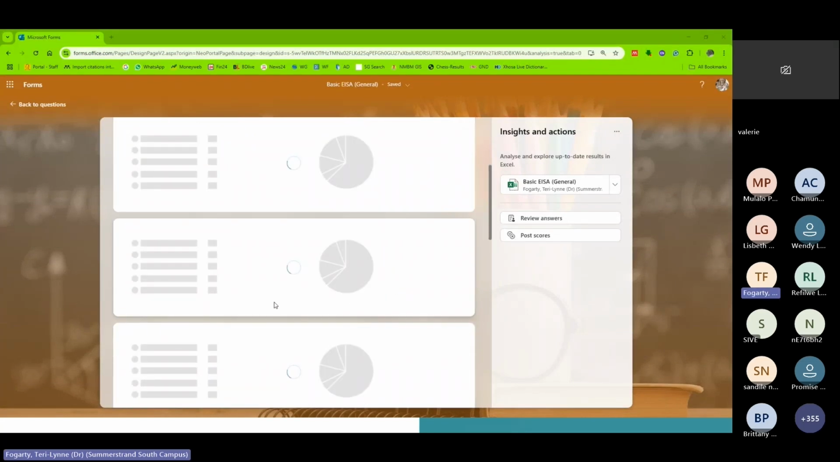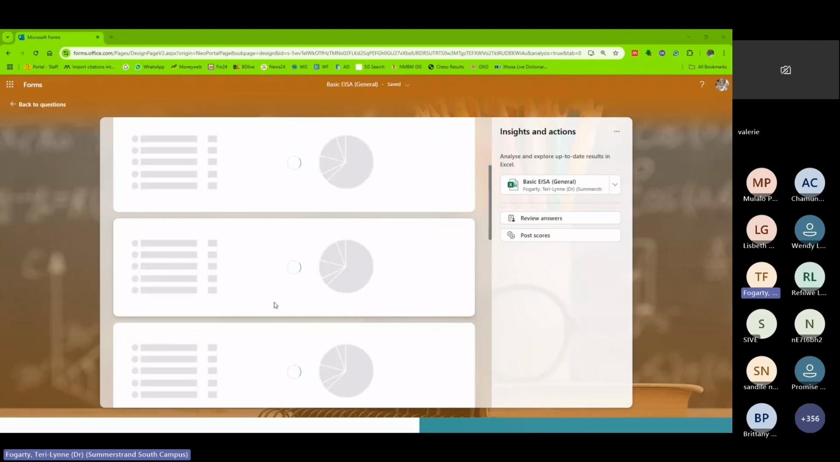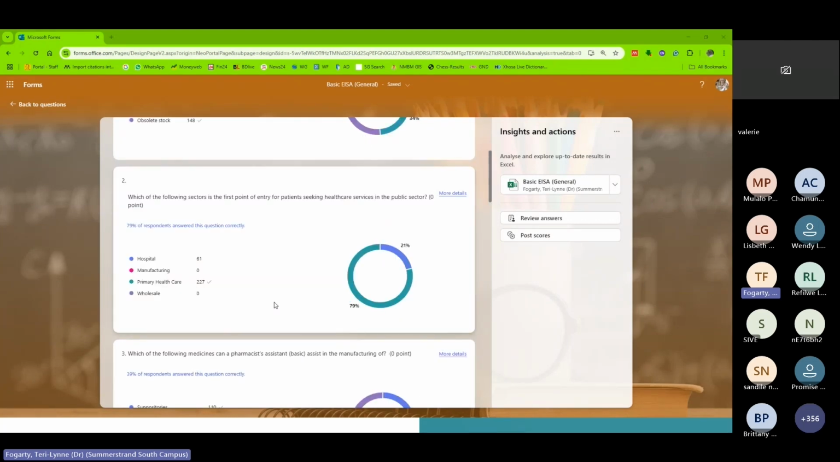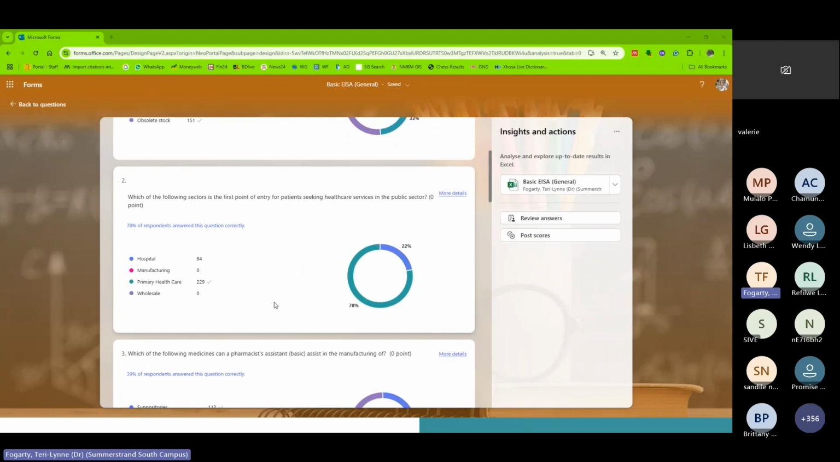The second question, which of the following sectors is the first point of entry for patients seeking healthcare services in the public sector? And so this again is a knowledge question. And if you look at the notes around public sector and ideal clinic realization and Operation Phakisa and how service delivery needs to happen, the first point of entry needs to be at a clinic level. And so the correct answer here is primary healthcare.